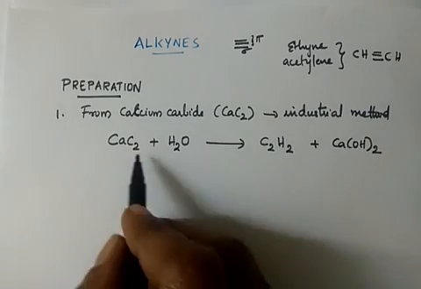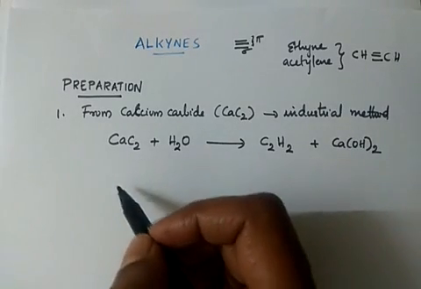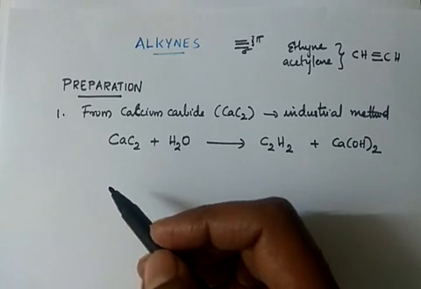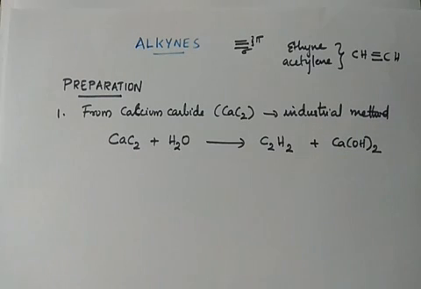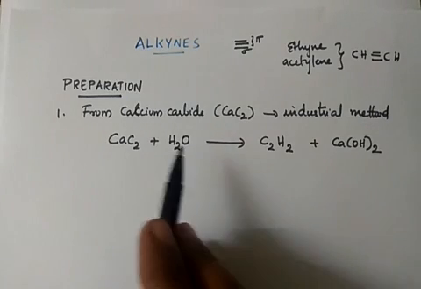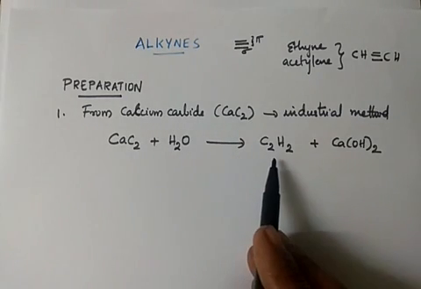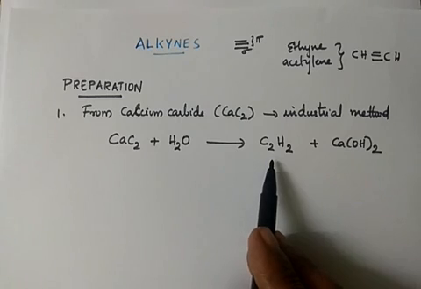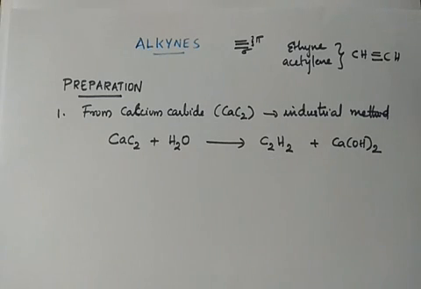For this reaction, the calcium carbide is prepared at that time. It is prepared from calcium oxide. Calcium oxide, quicklime, on reaction with coke produces calcium carbide, and this calcium carbide on reaction with water produces acetylene. This is the industrial method of preparation of acetylene.